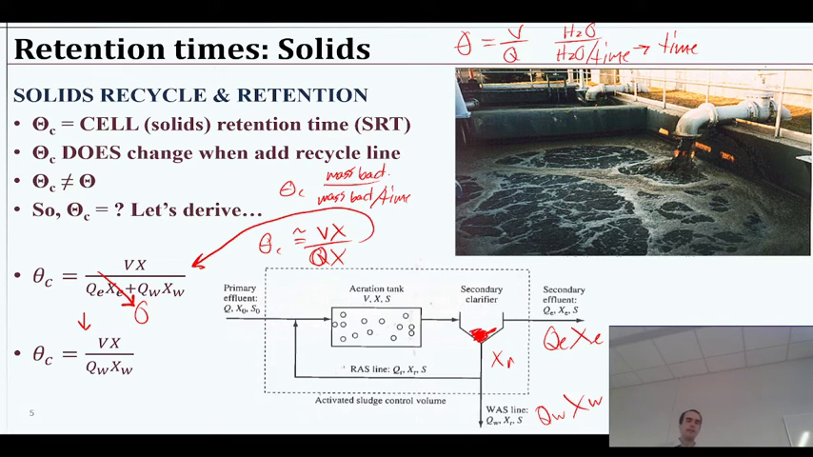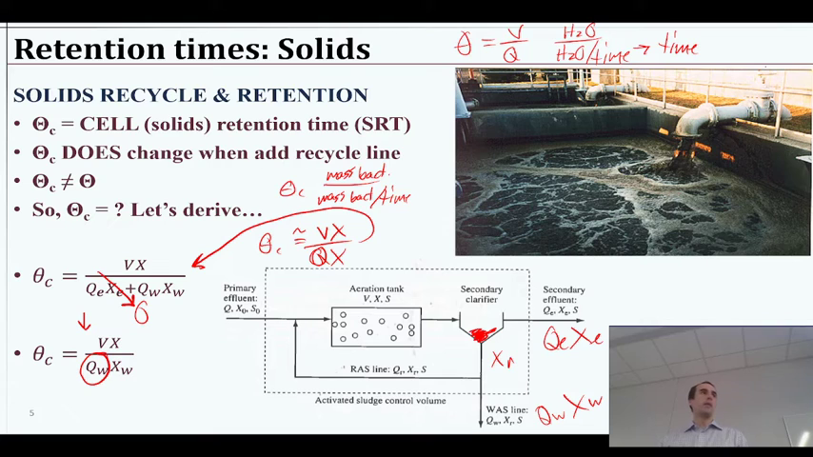So then this gives us a very convenient way to say, if we want the bacteria to, on average, stay 2 days in the reactor, here are the conditions we need. And we control that with QW.